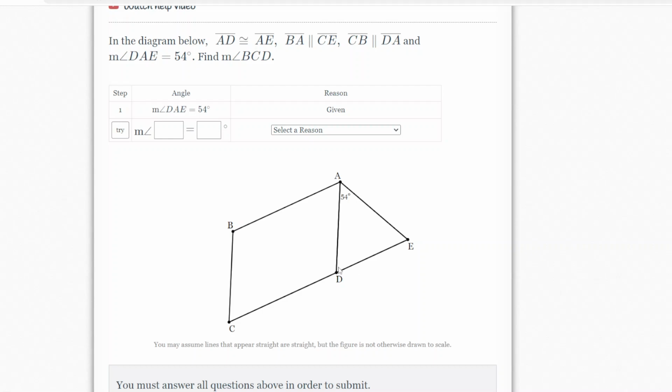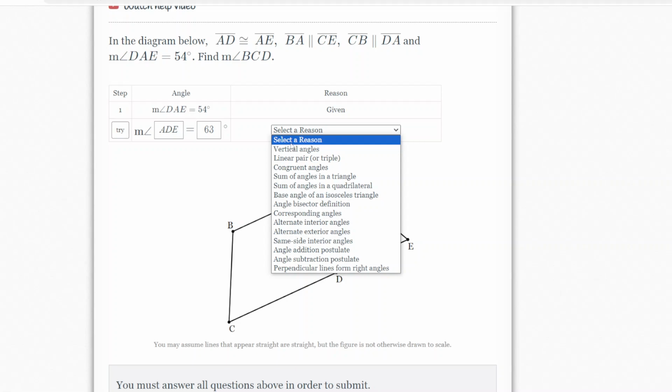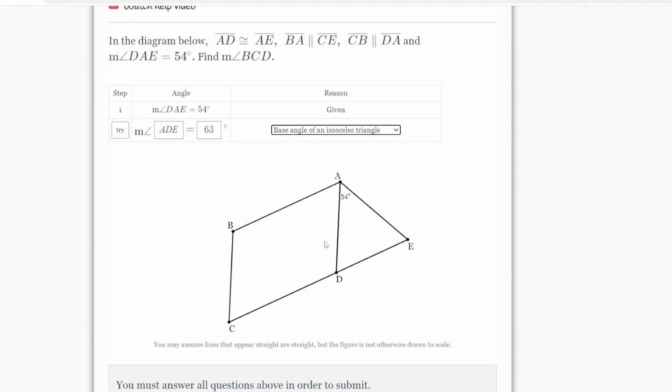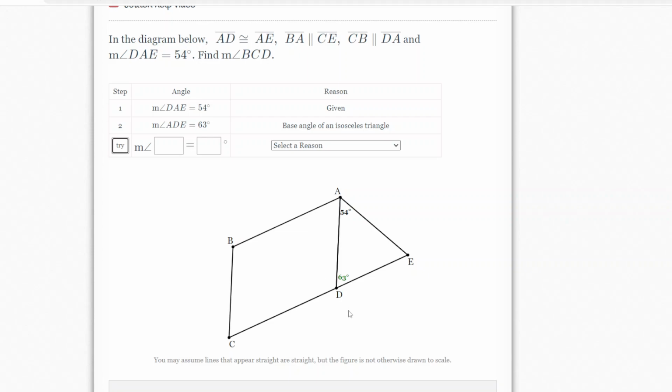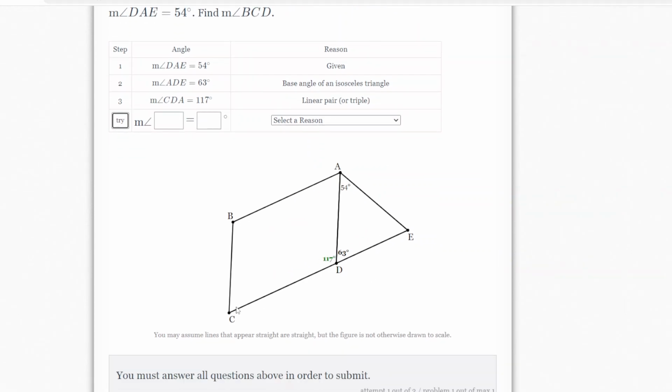So let me start here. I'm going to have to call this angle ADE, 63 degrees. And the reason I knew that was because they're base angles of an isosceles triangle. Okay, so then I could find this angle here, because this is a linear pair. So 180 minus 63 is 117. So the measure of CDA is 117, and they're a linear pair.